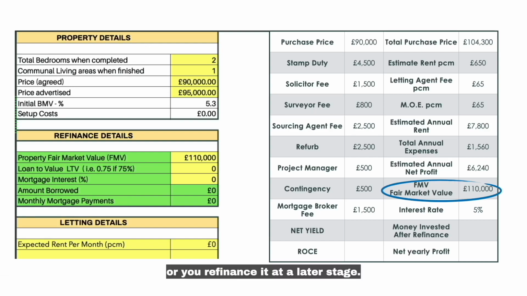in a later stage, in here you type the loan to value. For reference only, as in the previous example, let's consider 75% loan to value. So let's type 0.75 in here. Then the interest rate was 5%, and you can see straight away the amount of money borrowed from the bank and the monthly mortgage payment.